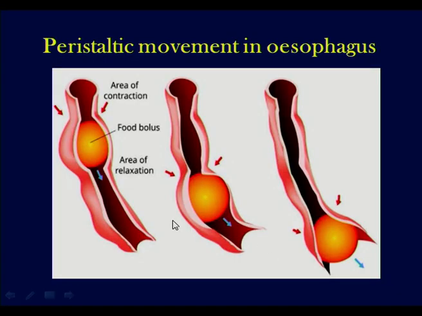Students, look at this picture. This is the esophagus, commonly called the food pipe, which shows wave-like contractions and relaxations. These movements are called peristaltic movements. If you see this picture, this is the bolus. Slowly the bolus is passing down and coming into the stomach. See here, the wave-like movements are called peristaltic movements.